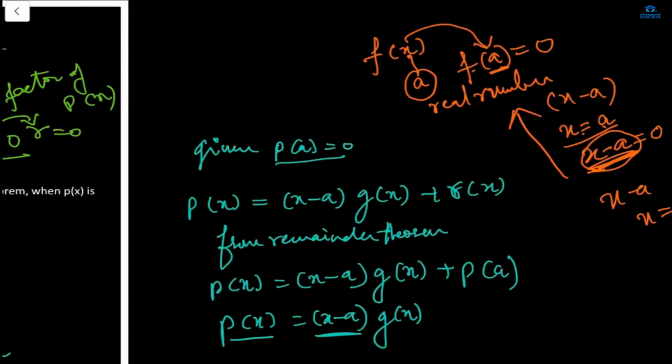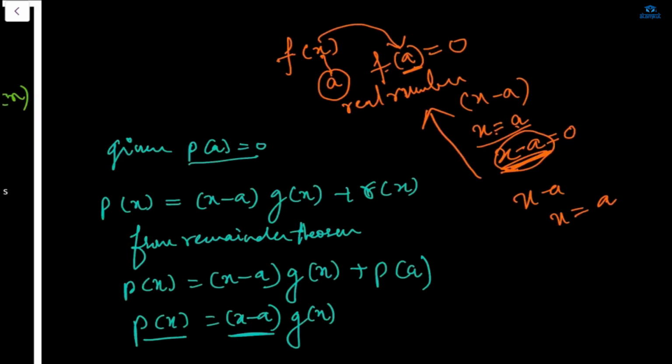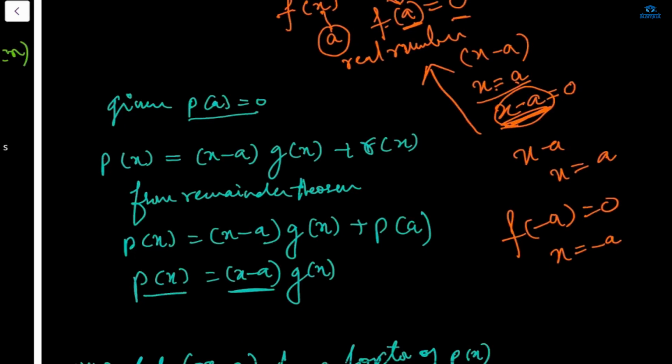When you are putting this a instead of x, actually x is equal to a, then you are replacing x. Now you are putting x is equal to a, so instead of x you are replacing it with a. If f(a) is equal to 0, then x minus a will become the factor. And if f(minus a) is equal to 0, then x equals minus a, and x plus a is the factor. Got it? Yes, ma'am.